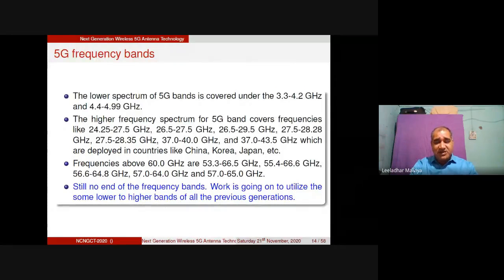Now, various frequency bands can be observed in different research papers. There are two categories of bands shown here for the 5G frequency bands. One is FR1, which covers the lower frequency band, and the other is the higher frequency band, which includes 24 gigahertz to even 65 and more than 65 gigahertz. But still, collaboration is going on to cover previous generations in 5G, so that interoperability can be maintained among the different frequency standards or generations.